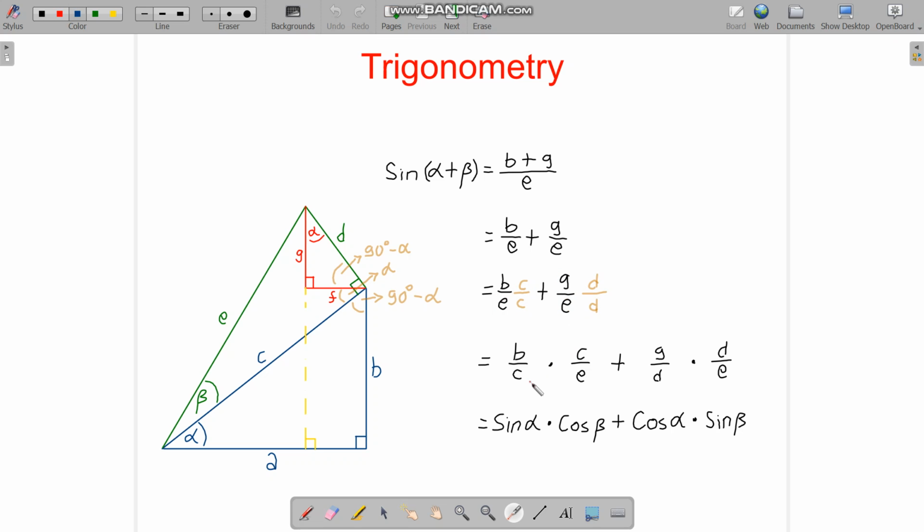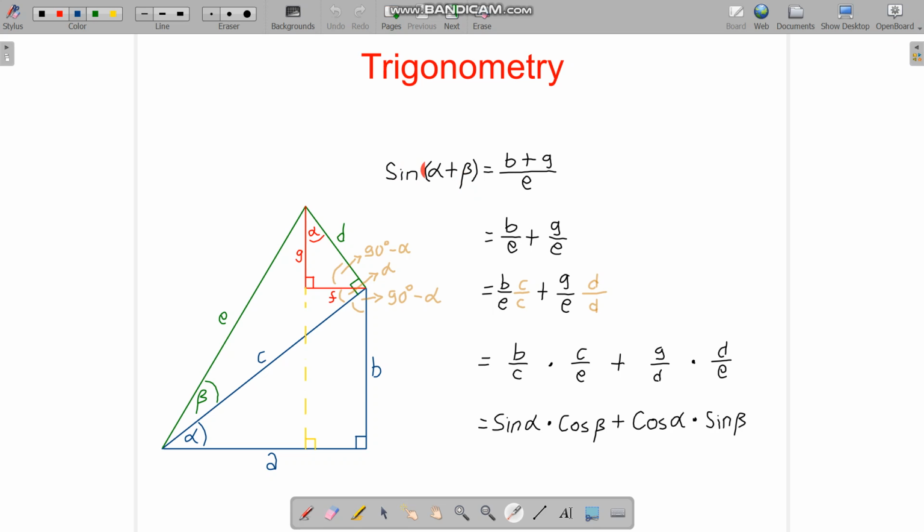B over C in the blue triangle is sine alpha. C over E in the green triangle is cos beta. G over D in the red triangle is cos alpha. D over E in the green triangle again is sine beta. So we have proven the first compound angle formula for sine alpha plus beta.